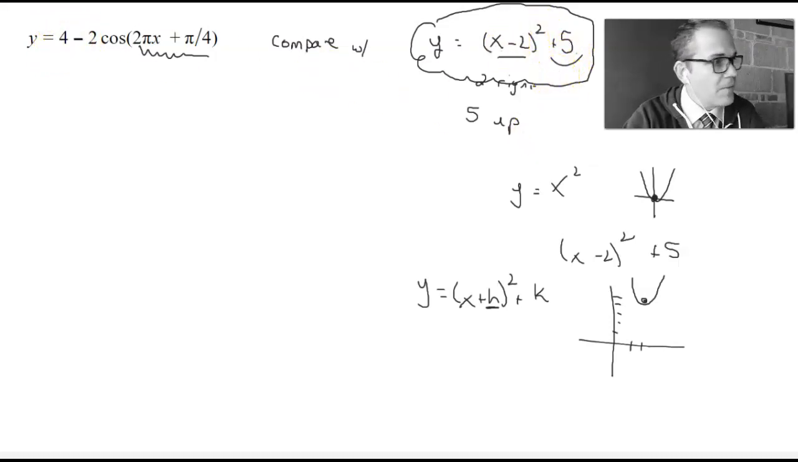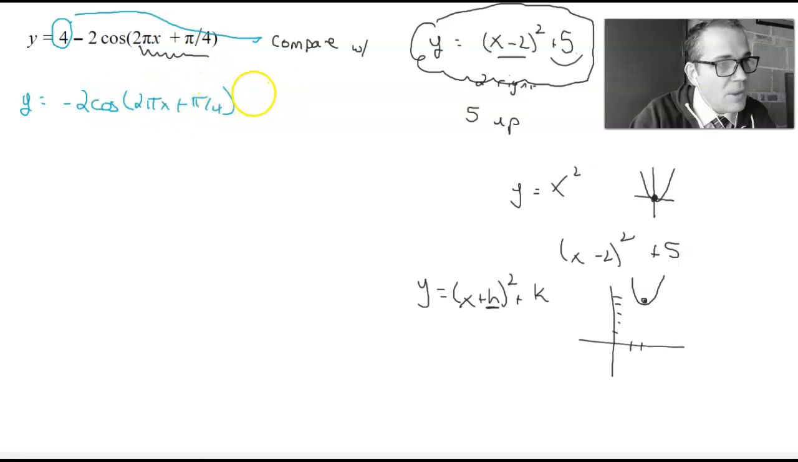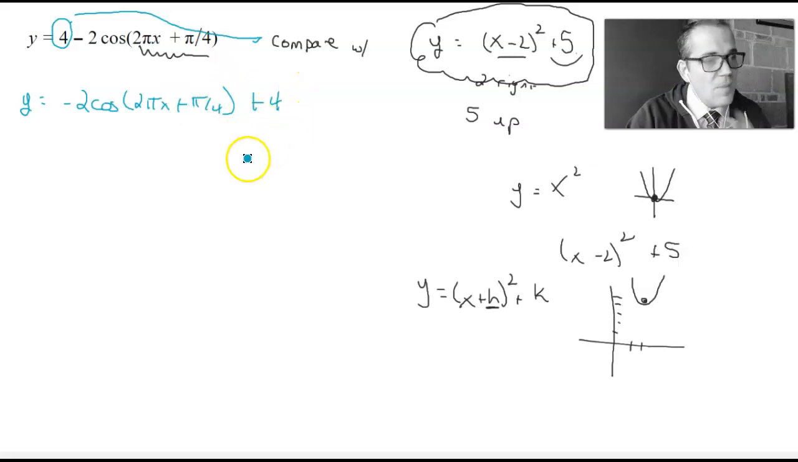When I was learning this for the first time, the first thing I would do was rewrite this so that this number was on the end, just because it matched up more stuff I understood. So I would take a minute to mentally rewrite this as negative 2 cosine of (2 pi x plus pi over 4). And then I put the plus 4 over here just to remind myself that this is going to stretch it, this is going to have some kind of effect on the left-right motion, and this is going to move the graph up 4 units.